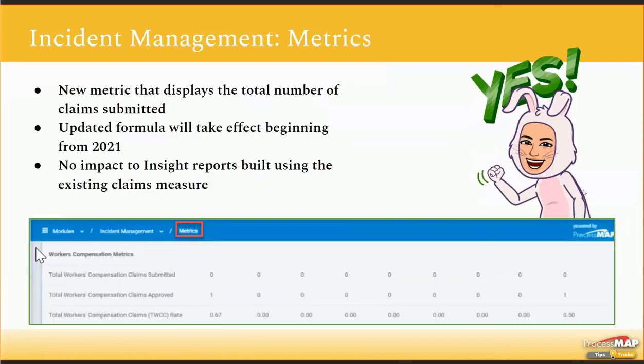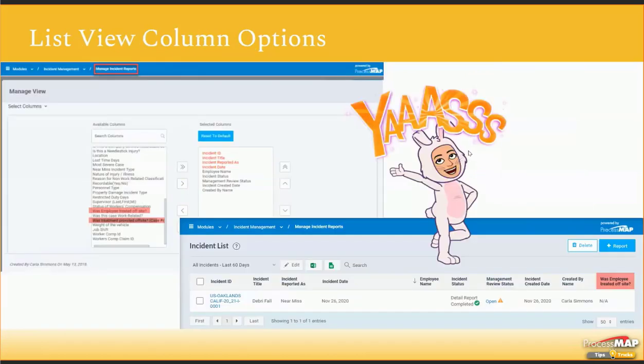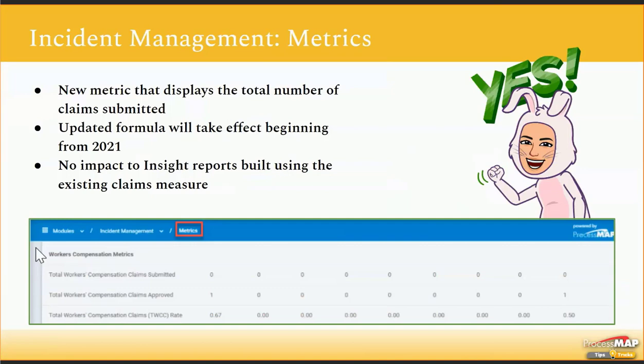Next up are incident management metrics. Okay, so nowhere in the system, in the Process Map system or our prior system, did we have the ability to view the count or the total number of submitted claims. So the existing metric for the total workers' compensation claim was only based on specific business rules that were created within the system. So Process Map really wanted to provide a metric that displays the total number of submitted claims without any filtering.